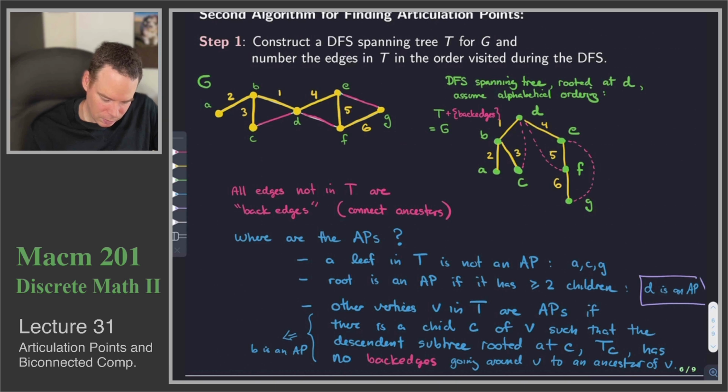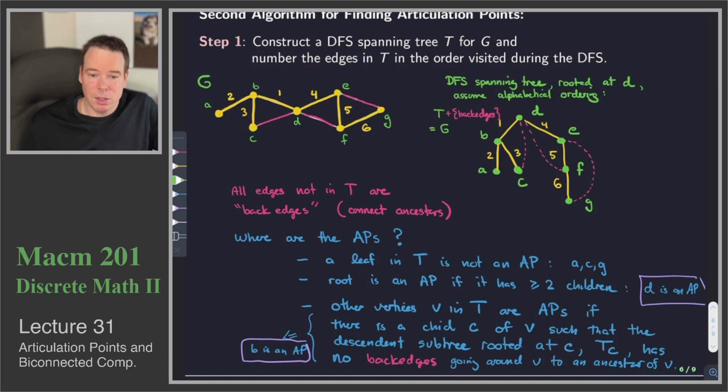How about F? Well, for F, I look at its child, consider its subtree. Is there a back edge that connects something in that subtree to an ancestor higher up from F? And yes, there is. So there's our lifeline back up. And so F is not an articulation point. So we get two articulation points in this case. We get D and we get B.